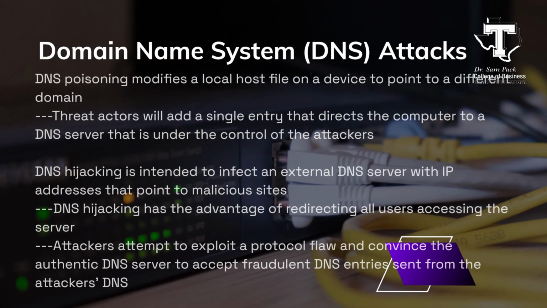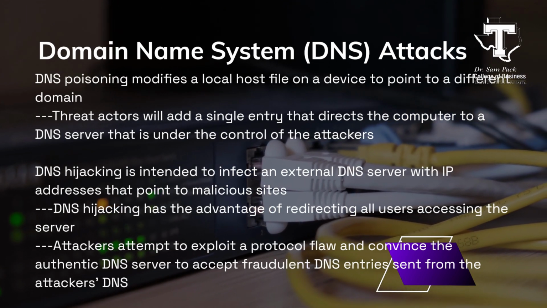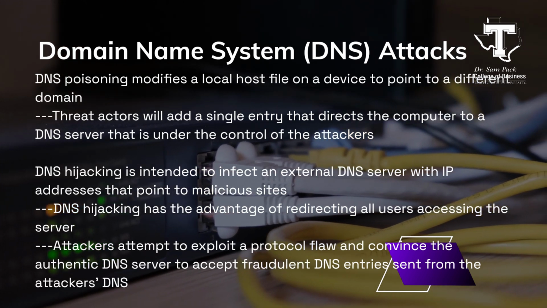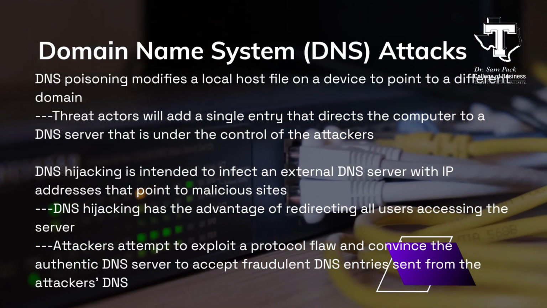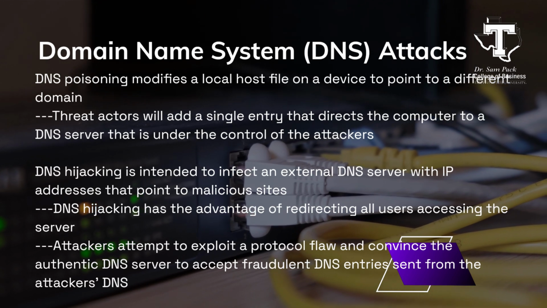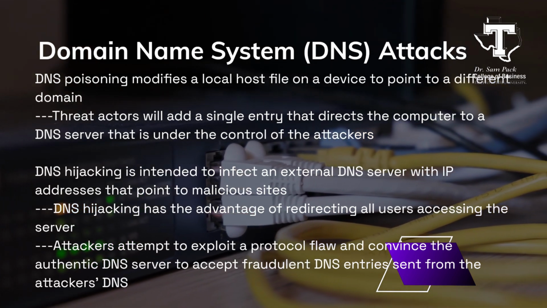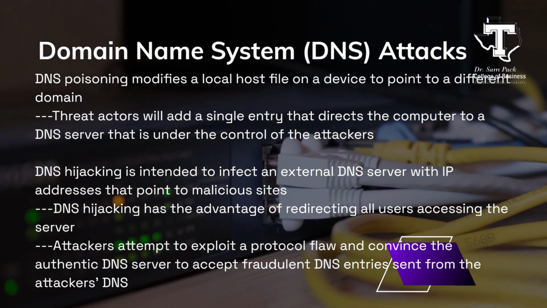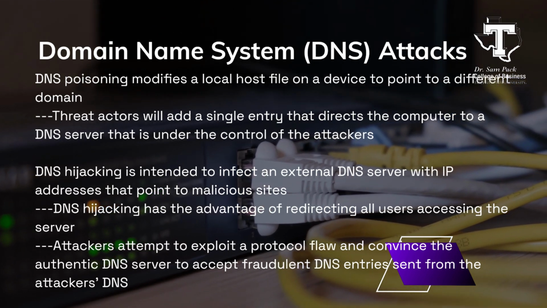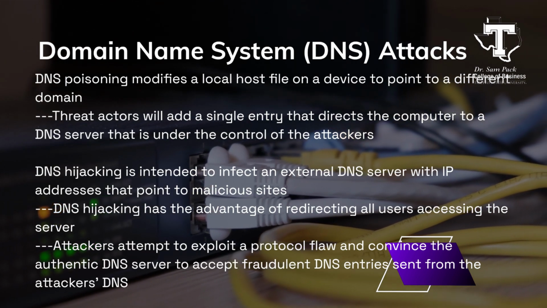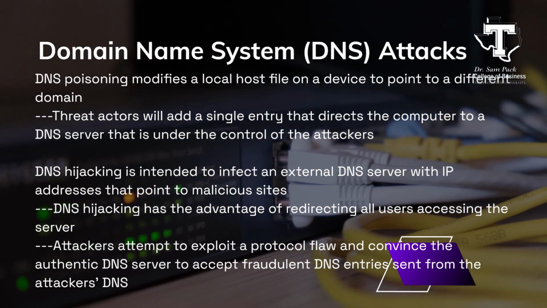DNS poisoning involves altering a local host file on your device to redirect you to a different, often malicious, domain. Attackers achieve this by adding a fake entry that points to their own DNS server. On the other hand, DNS hijacking targets external DNS servers. Attackers infect these servers with fake IP addresses, redirecting all users who access the server to malicious sites. This method exploits protocol flaws to make the legitimate DNS server accept these fraudulent entries.